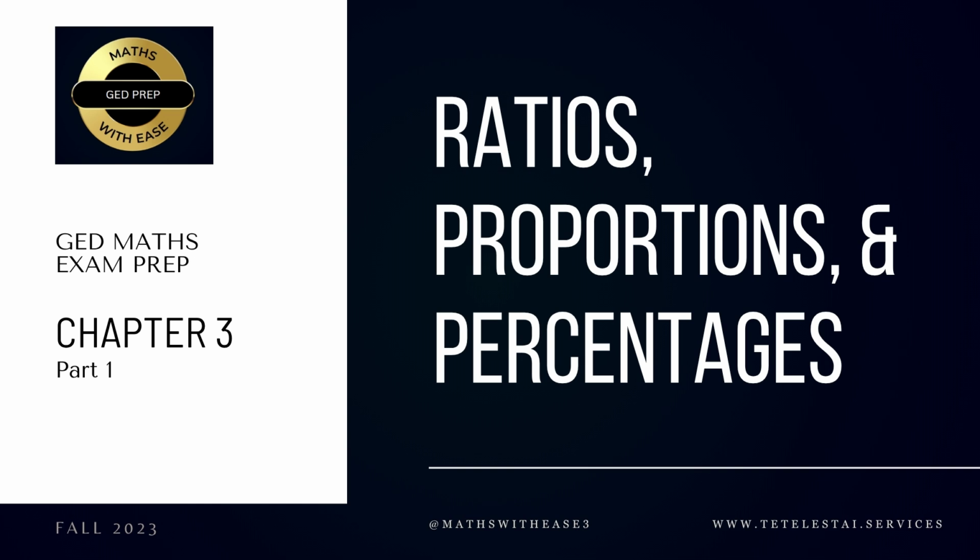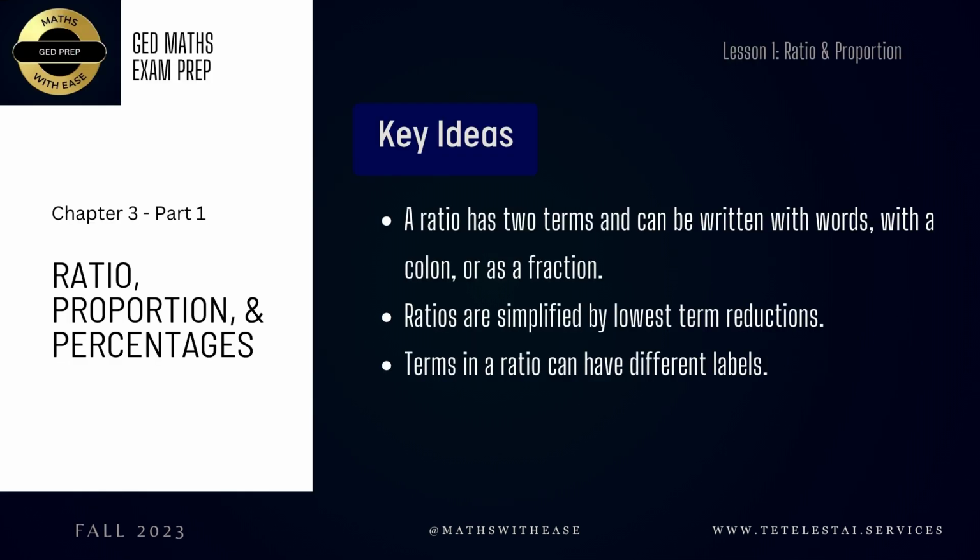Today's lesson is on ratios, proportions, and percentages. Lesson 1 focuses on ratios, and there are several key ideas that the book opens up with. A ratio has 2 terms, and it can be written in words, with a colon, or as a fraction. For example, let's say on the GED you see a question that mentions a baseball player's batting average is 3-1. That means for every 3 throws, he hits 1, right?